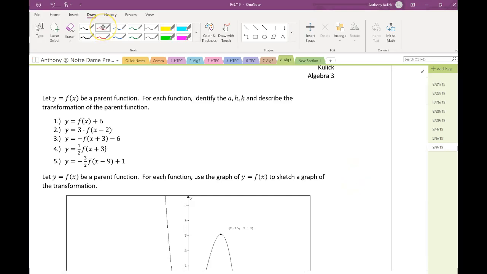So we'll start by going through the solutions to the transformation sheet. The first thing that I would do is we're going to list the values for A, H, and K, and then use those values for A, H, and K to describe the transformation occurring. So to figure out the values for A, H, and K, I'm going to use that general form for a function. So if I look at number 1, I see the A is 1, the H is 0, and the K is 6.